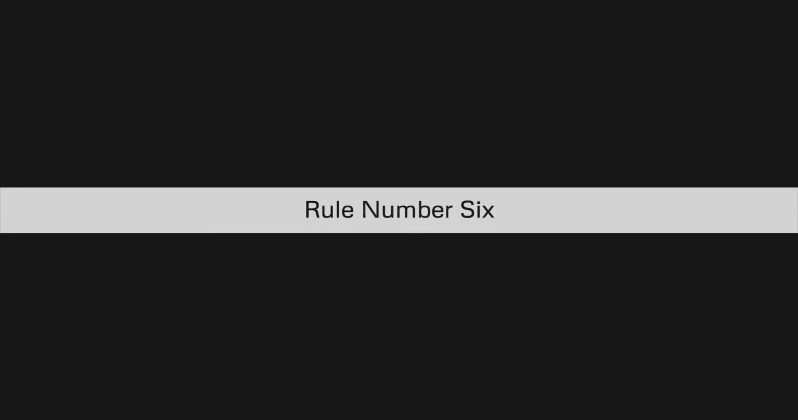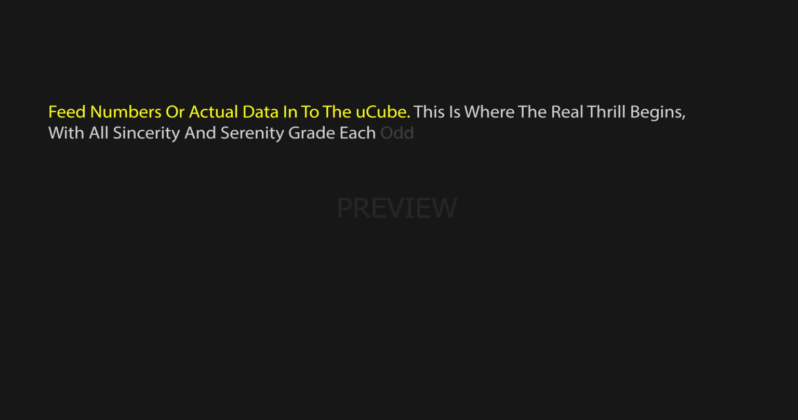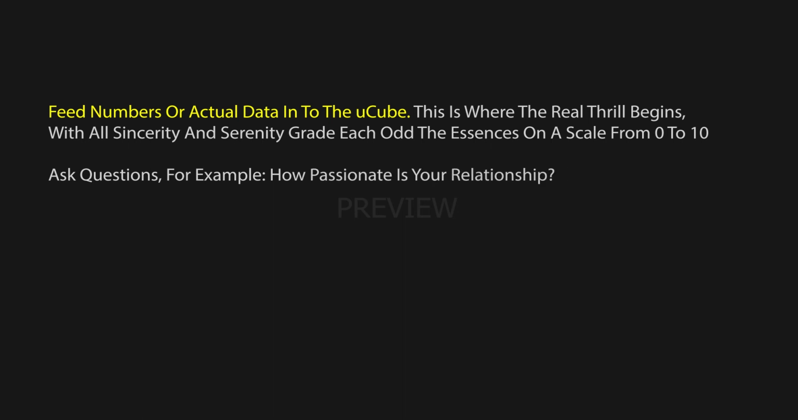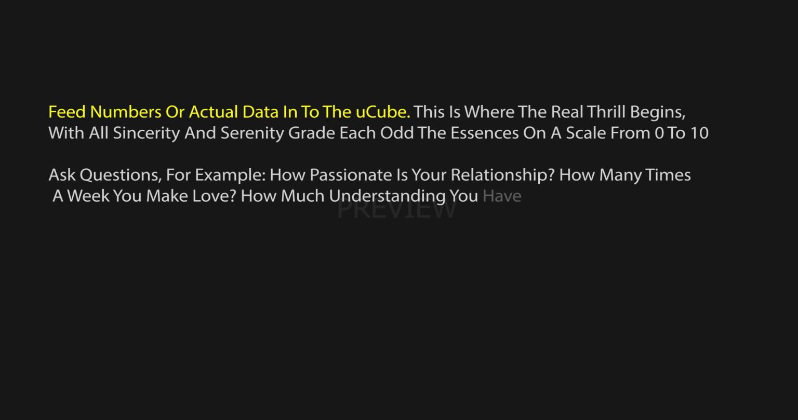Rule number 6. Feed numbers or actual data into the cube. This is where the real thrill begins. With all sincerity and serenity, grade each of the essences on a scale from 0 to 10. Ask questions. For example, how passionate is your relationship? How many times a week do you make love? How much understanding do you have with your partner?